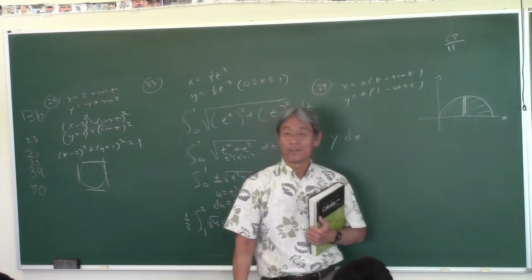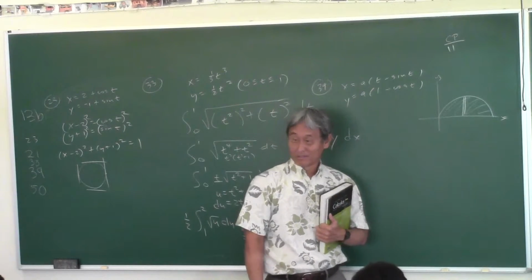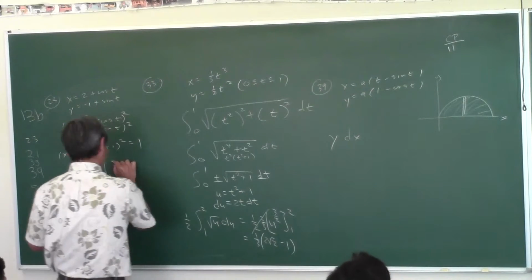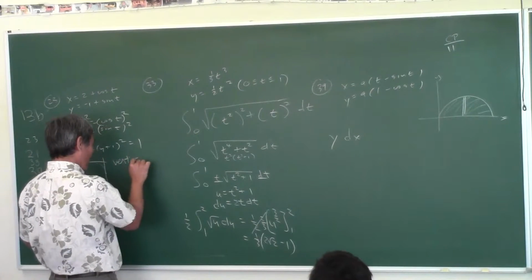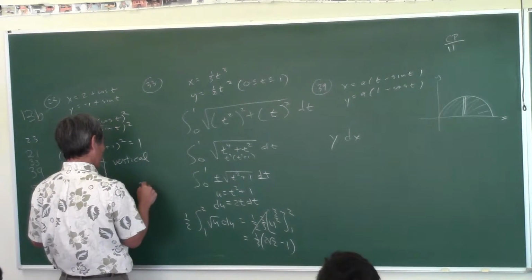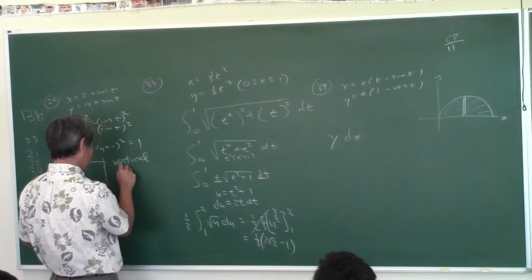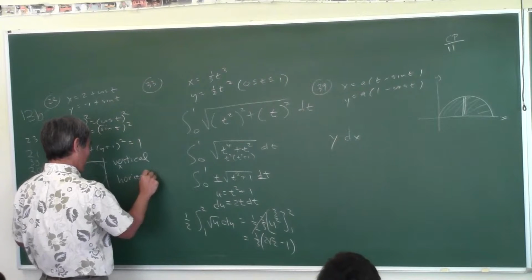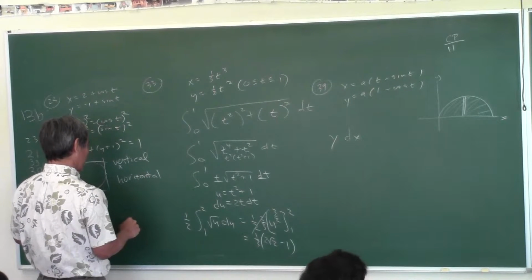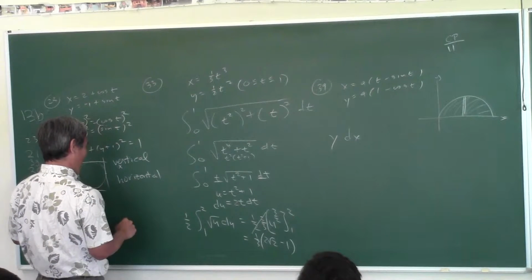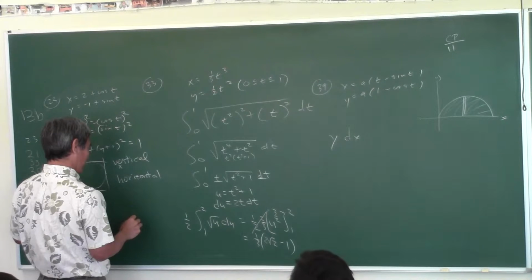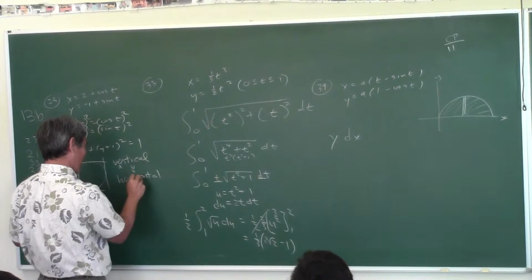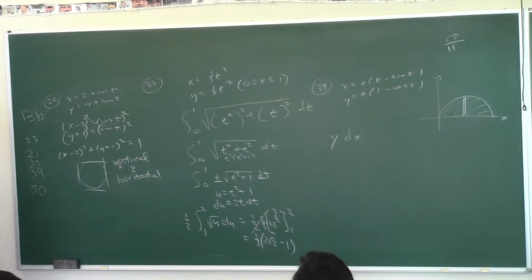dx. Even AB, I trained them to do it. Vertical rectangle is dx. Horizontal rectangle is dy. Why? There's an I. Let's try.